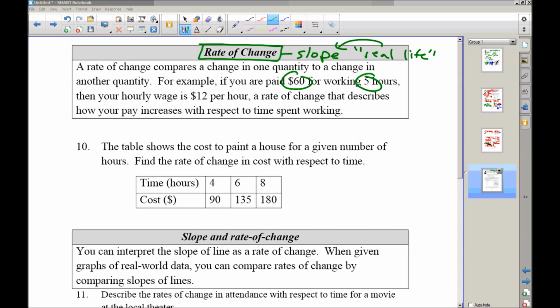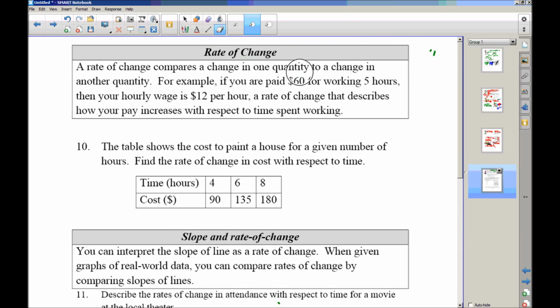All right, so on our last page here, we have the rate of change definition. So rate of change is just a fancy way of saying real life slope. Okay, so it's still comparing 2 things with division, 2 changes with division, except we're using real life stuff.